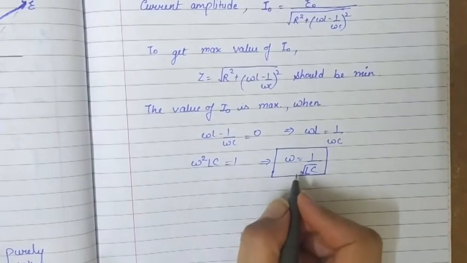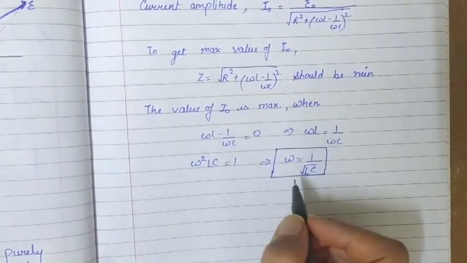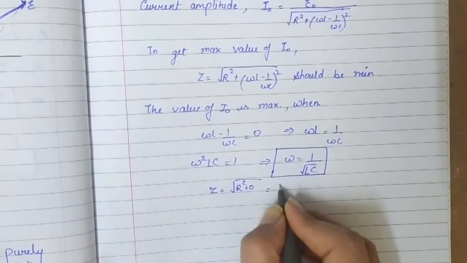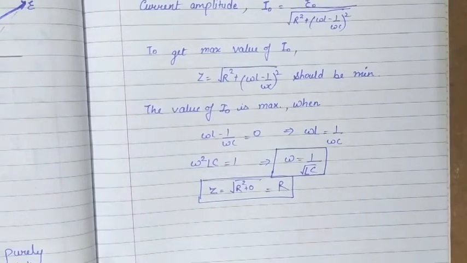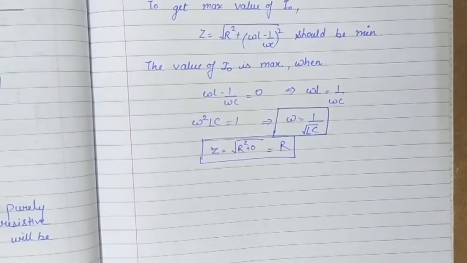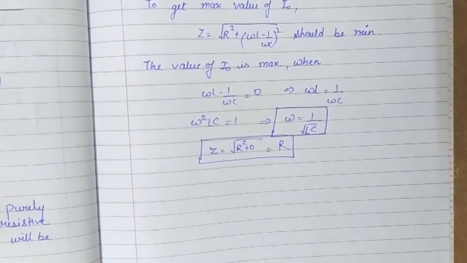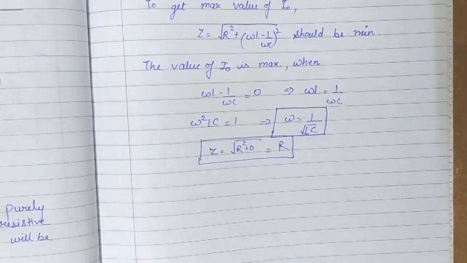And at that instant, when we are using omega is equal to 1 upon root LC, or when this is minimum, or when the condition of resonance is there, the value of impedance is under root R square plus 0, that means R. So Z is equal to R is the condition for resonance. So when we talk about the condition of resonance, the resonance condition is omega is equal to 1 upon under root LC. The circuit at that time is purely resistive, its impedance is minimum and is equal to R. So the current and voltage are in same phase during that time, as the circuit is purely resistive.